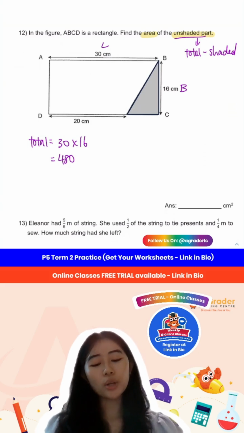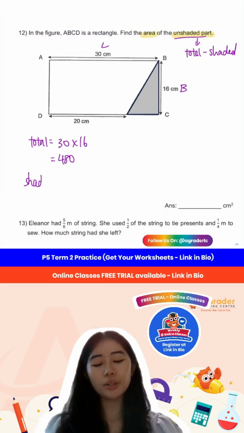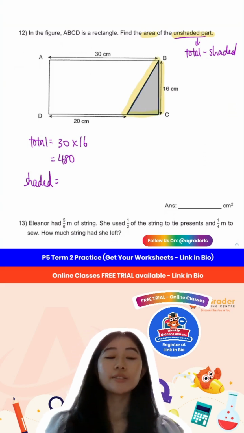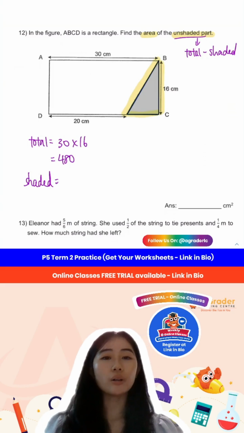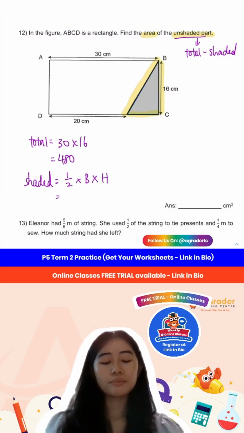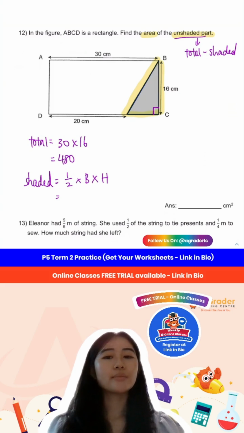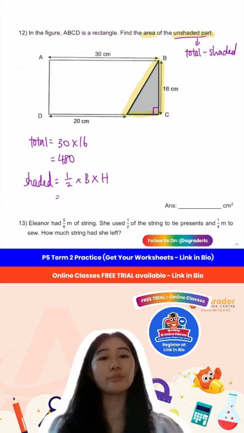And then after that, you are going to find the shaded area. If you notice, the shaded area is actually a triangle. So you are able to find the area of this triangle by using the formula half times base times height. So what's the base, what's the height of this triangle? You do have a right angle at the corner. What is the base, what is the height of this triangle?